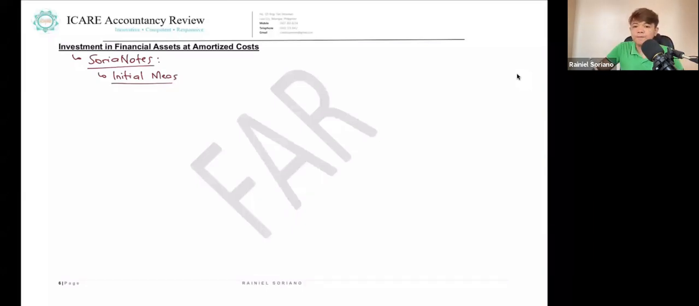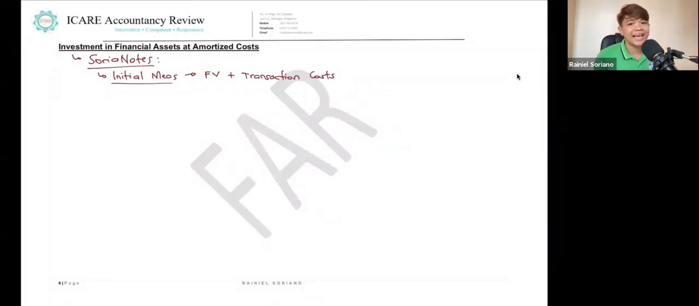So with regards to initial measurement, the initial measurement this time is different. Why? Because this time it will be equal to fair value plus the transaction cost. Again, plus the transaction cost. Sir, bakit ganon? Akala ko ba transaction cost is expense? Bakit nyo po kinapitalize? Well, wag mong paghahaluin to. Marami nang nagkamali dito. So please, wag mong paghahaluin ha.